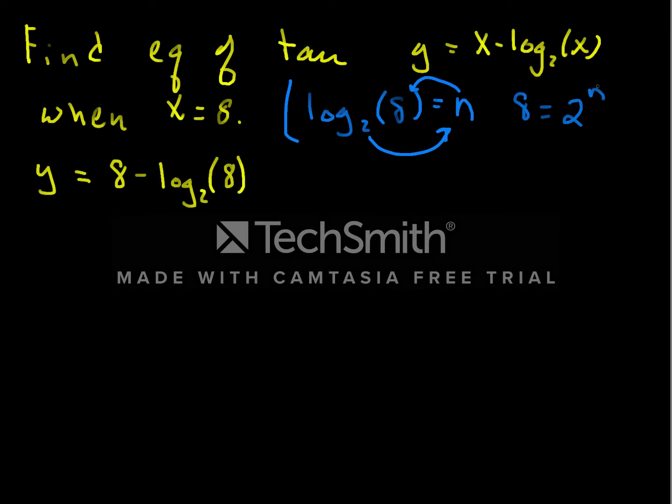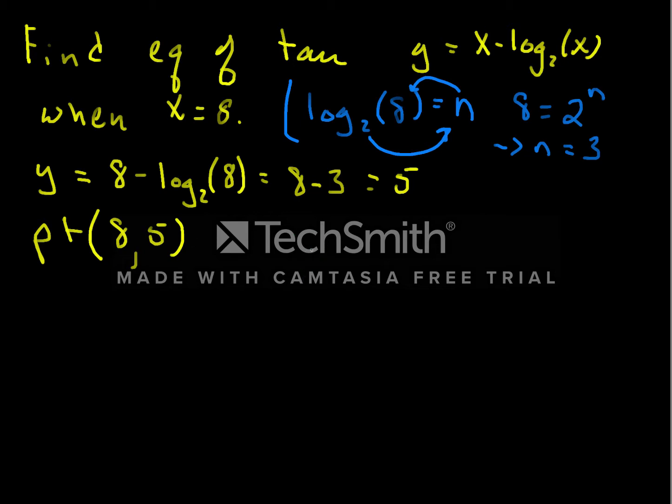Well, 2 to the third power, right? 2 times 2 times 2 is 8. So this tells me that n is 3, because that's the only number that I raise 2 to. When I raise 2 to the third power, I get 8. So log base 2 of 8 is 3. So this is equal to 8 minus 3, which is 5. So our point is going to be the point (8, 5).